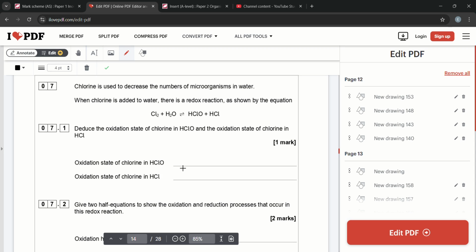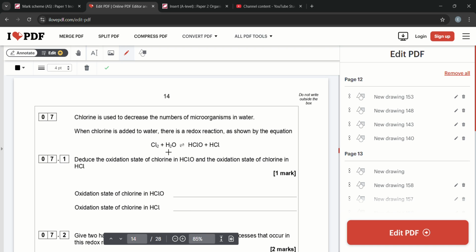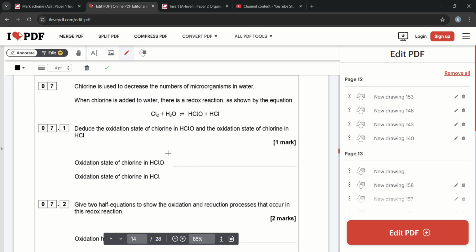Question 7. Chlorine is added to decrease numbers of microorganisms in water. When chlorine is added, there's a redox reaction shown by the equation, to reduce the oxidation state of chlorine in HClO and the oxidation state of chlorine in HCl. So we're trying to find the oxidation state of chlorine in HClO.